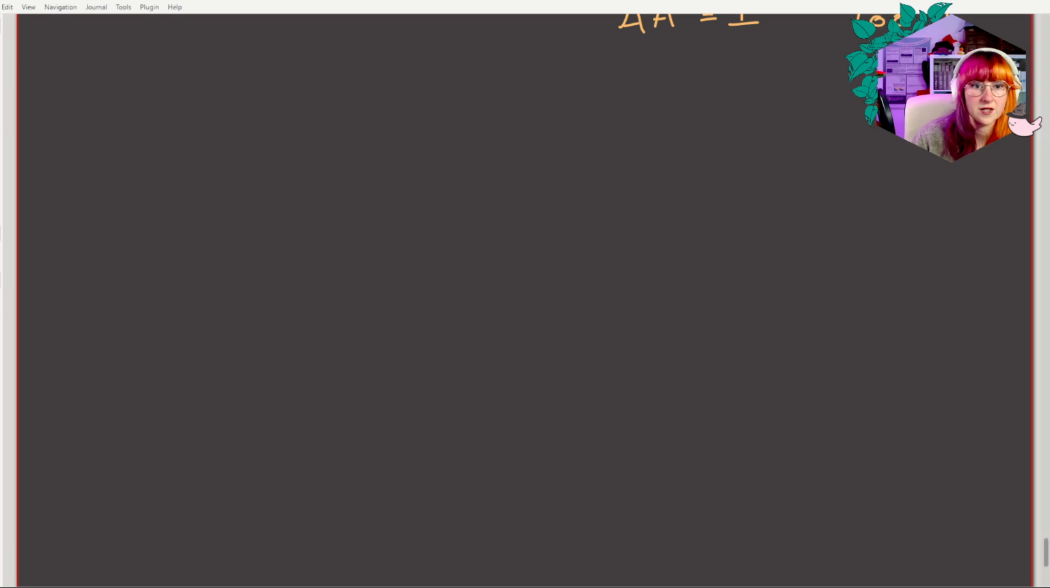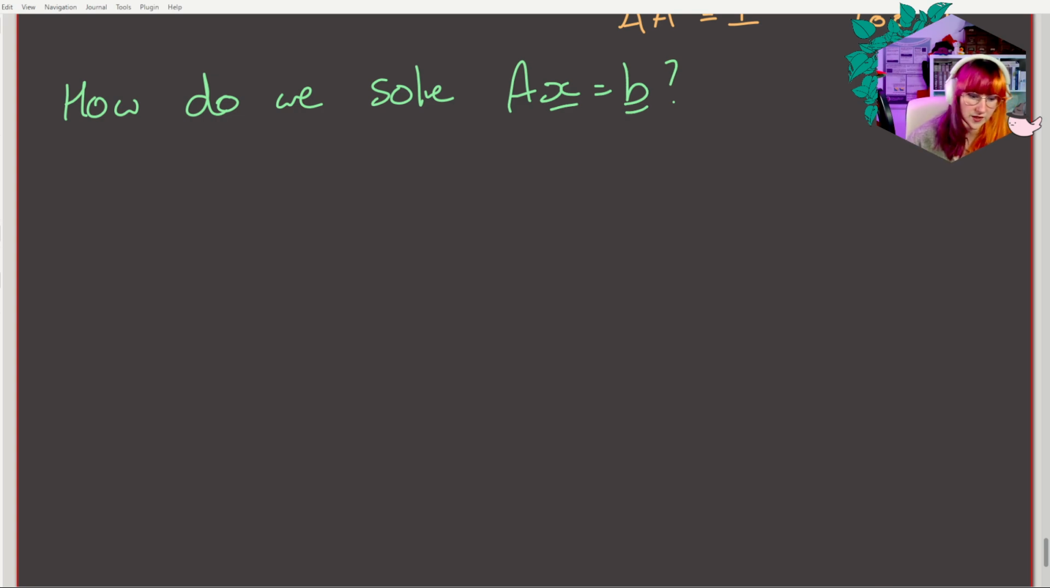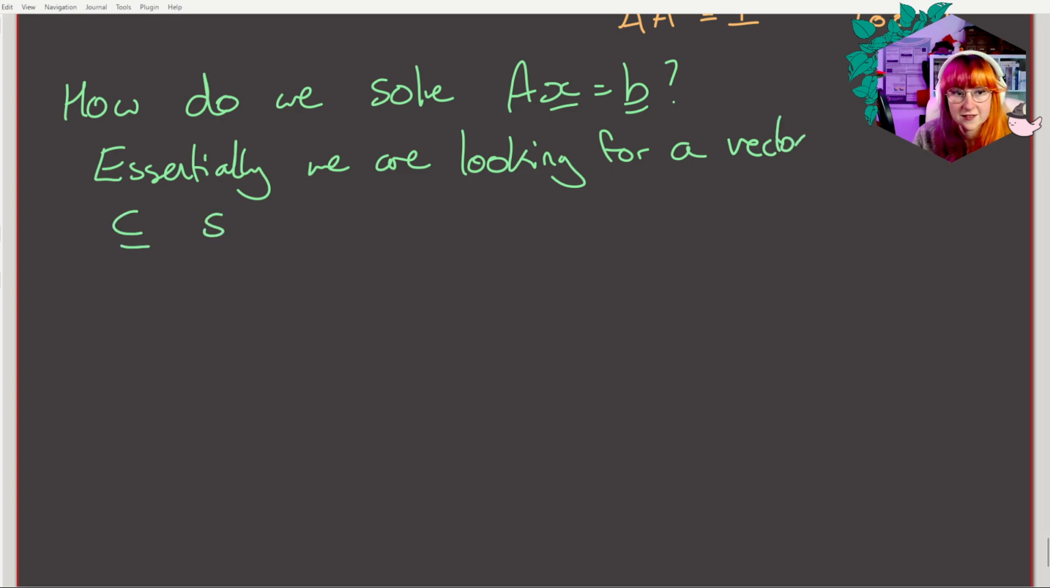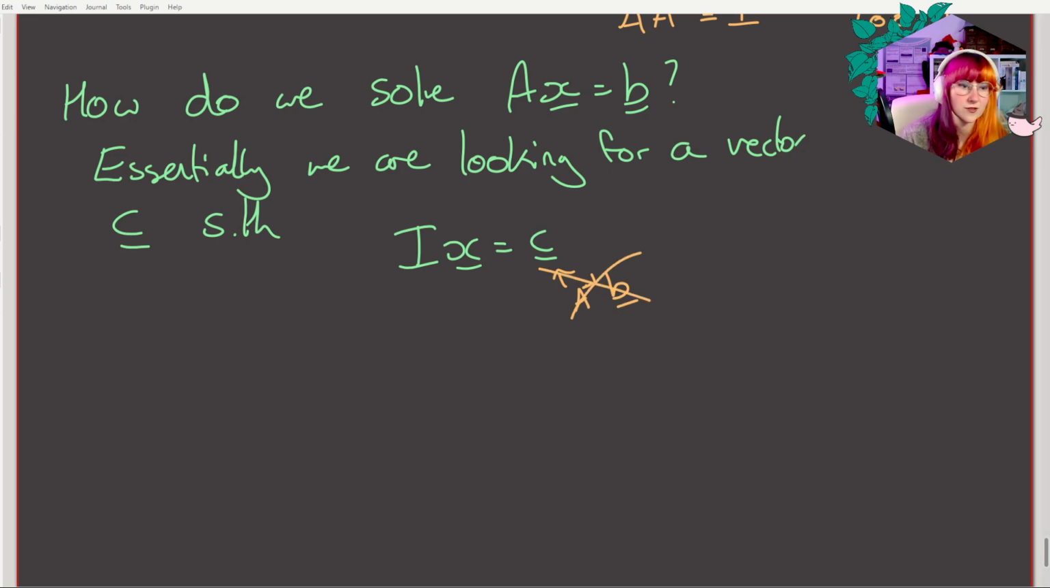So if I were to do this matrix multiplication, essentially what we're doing is looking for a vector C such that the identity matrix times X is equal to C. Now, if we were going to do the other way, we would say that this is A inverse B, but we're not doing it that way. But that's what we're looking for.